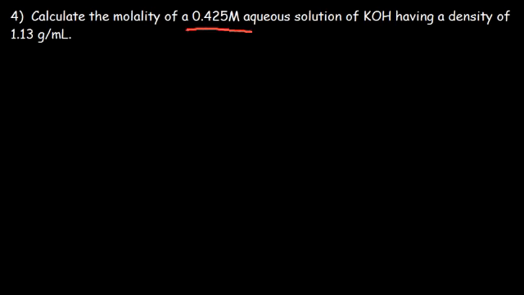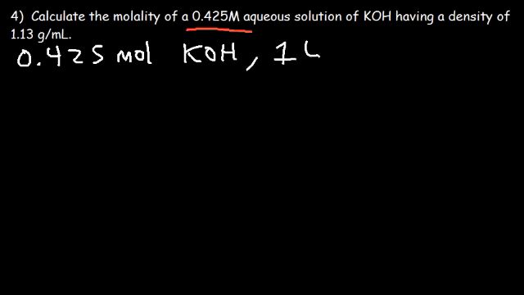So let's start with the molarity. Molarity is moles over liters. So a 0.425 molar solution means that there are 0.425 moles of solute, or moles of KOH, for every 1 liter of solution. So we're going to say that there are 0.425 moles of KOH. And if we make that statement, then we can say that there's 1 liter of solution. And we can get the answer right by making that assumption, because that's going to equate to a molarity of 0.425 M.